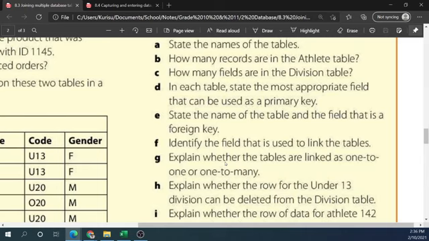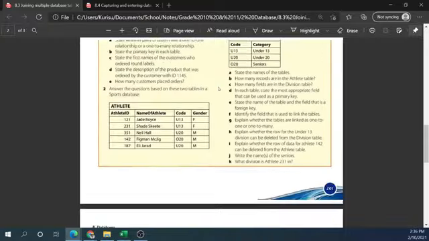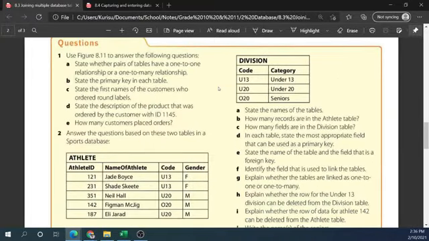So G, explain whether the tables are linked as one-to-one or one-to-many. I'll give this one to Alio. One-to-one or one-to-many, Alio? Sir, one to many. And why did you choose one-to-many? Sir, because in the code for the athlete table, we have two of these under 13, and in the division, we have one of that under 13, sir. So one to many. Very good.